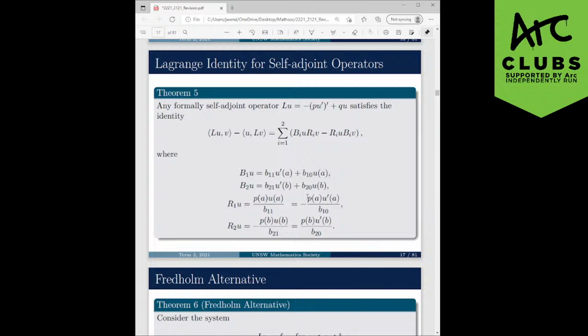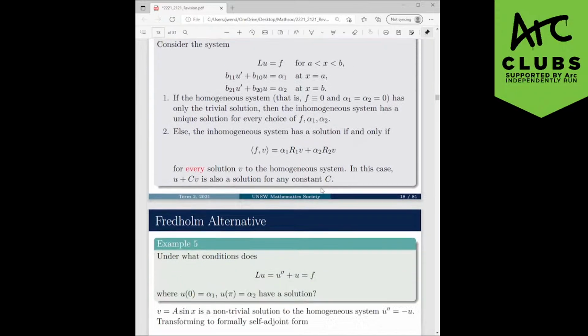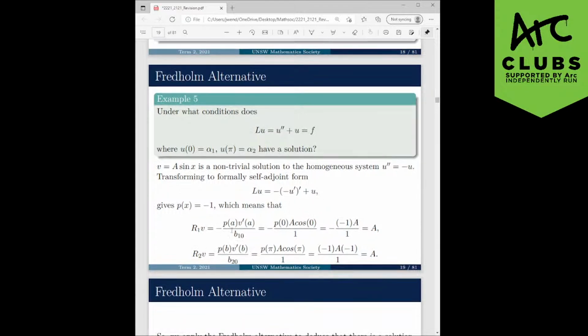So for R1 of u, that'll be negative p of a u dash a over B10. In this case, of course, your R1 is operating on v, so it'll be negative p of a v dash a over B10. But you won't be using the first form because its denominator is 0. So your B10 is 1, you'll see, is the coefficient of u of 0. Remember a here, that's the lower bound, so it's happening at 0. So you sub in p of 0, a cosine 0, where the cosine just comes from the fact that v is a sine x, so v dash must be a cosine x. P of 0, remember p of x is always negative 1, just regardless of what x is. So that means p of 0 is negative 1, cosine 0 is 1, and this evaluates to just being capital A.